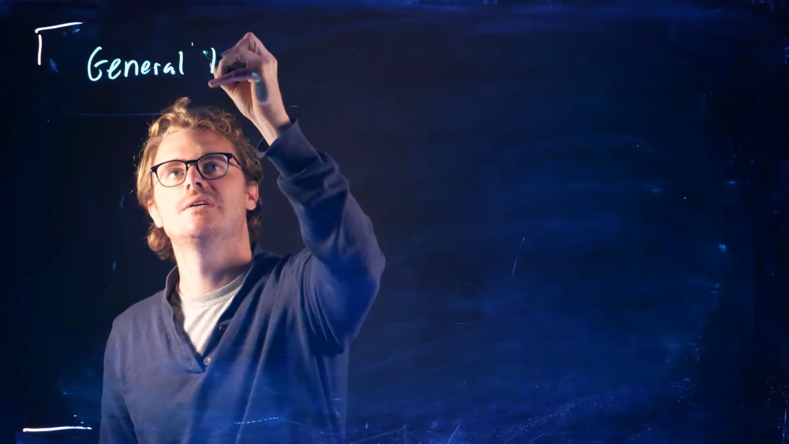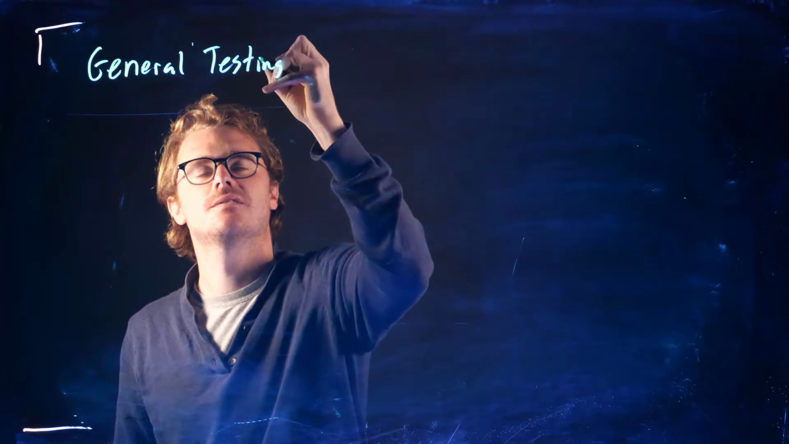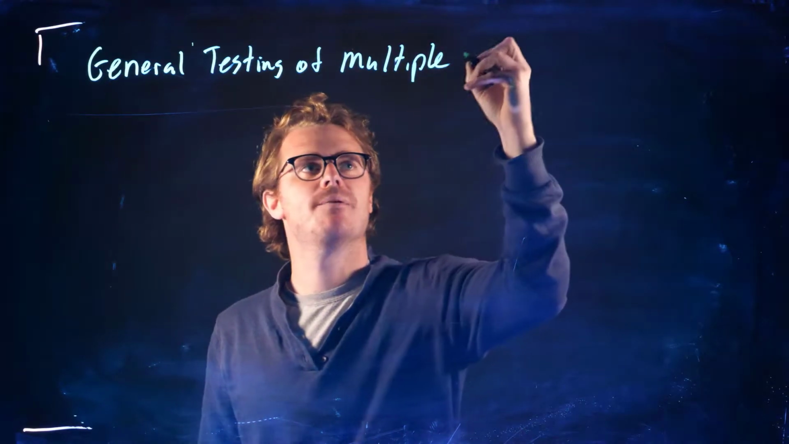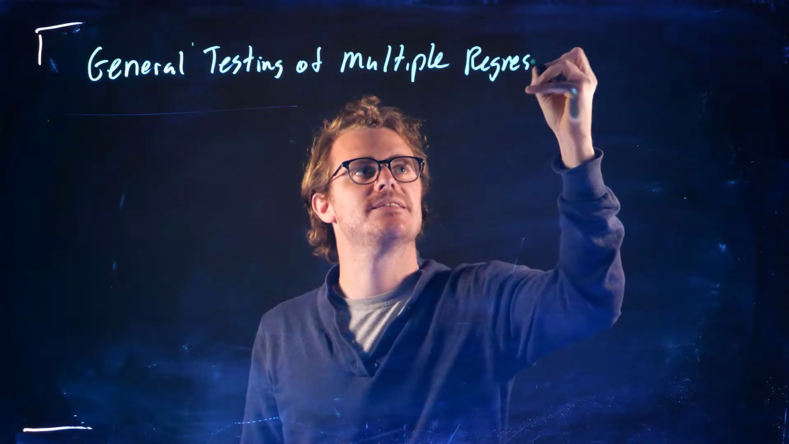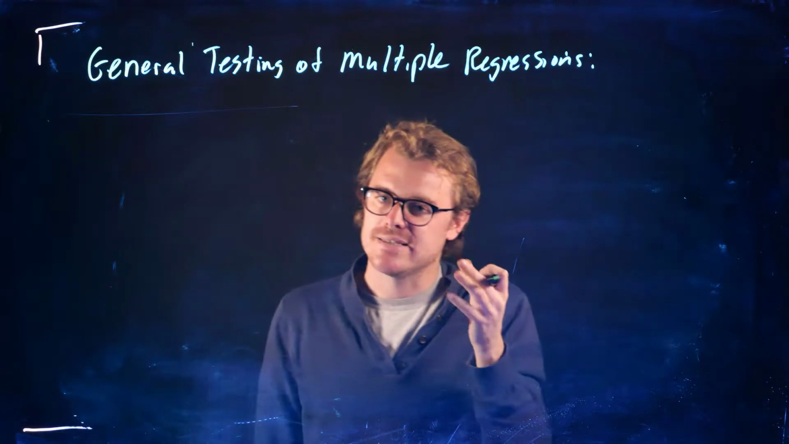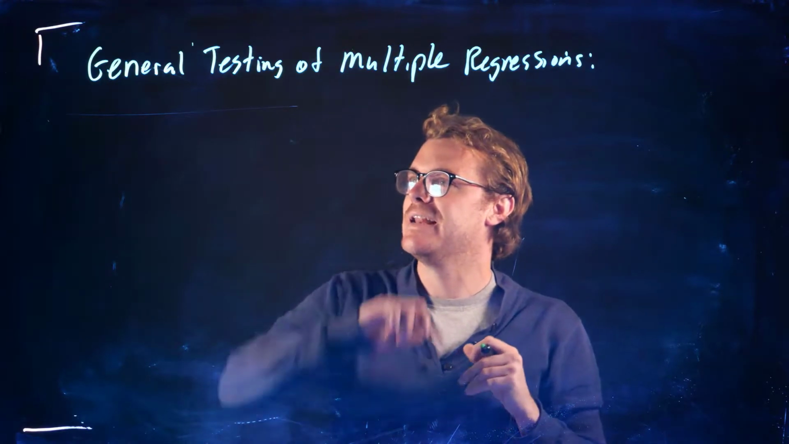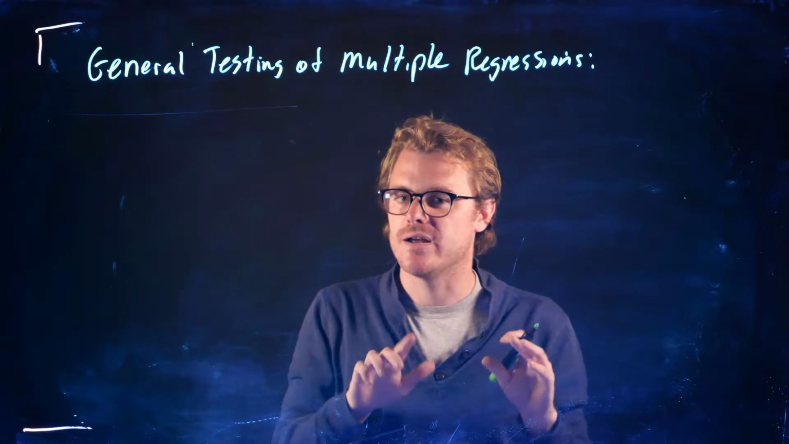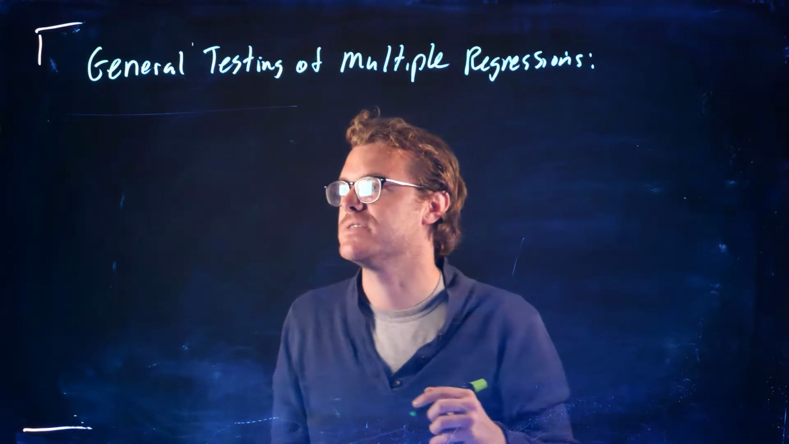General testing of multiple restrictions. Essentially we're doing the same thing, but we talked about these two versions of the test, the R squared and the SSR, and here's where we have to be careful about which version we might use depending on what our null hypothesis is.